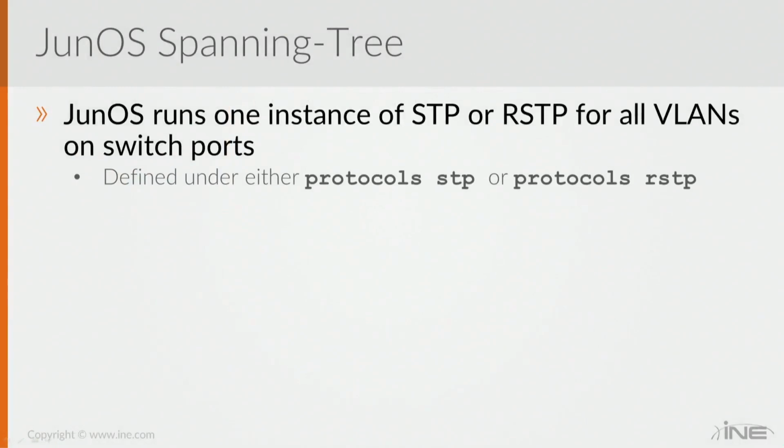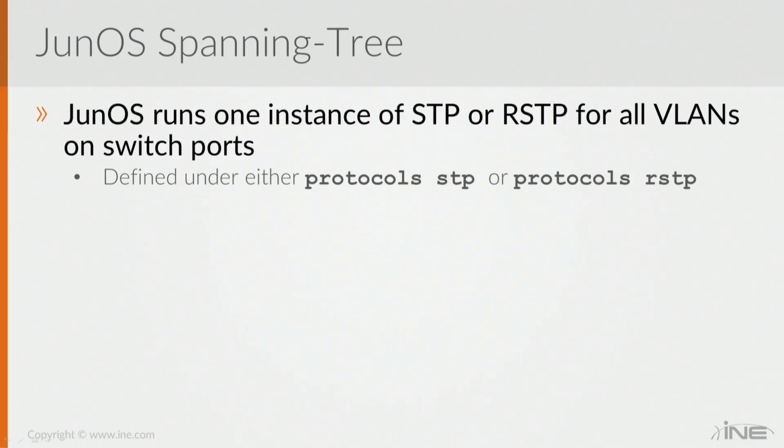Now, in JunOS, we essentially have two different variations that we can run for spanning tree. We have the original legacy protocol, which is going to be defined under protocols STP, and then we have the rapid variation that is going to be defined with protocols RSTP.